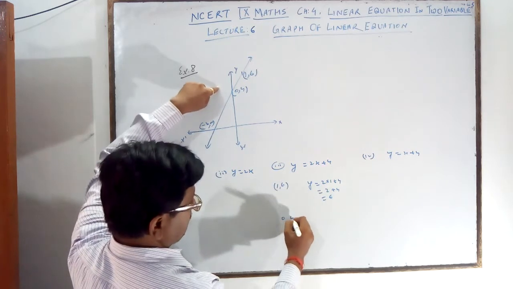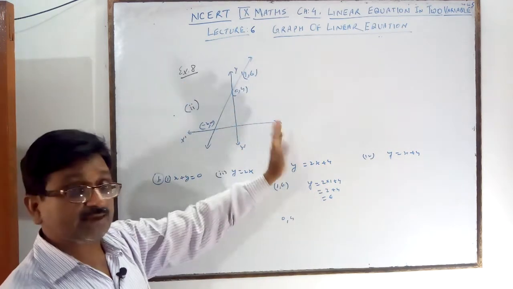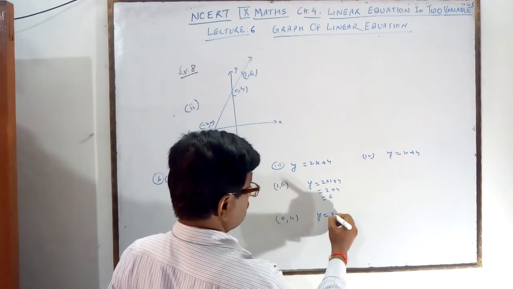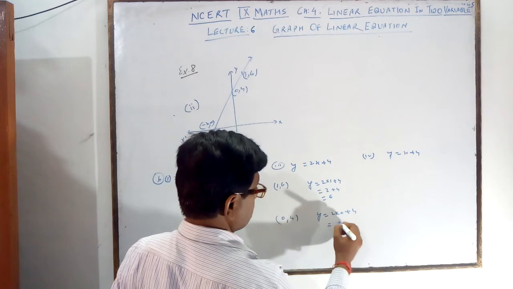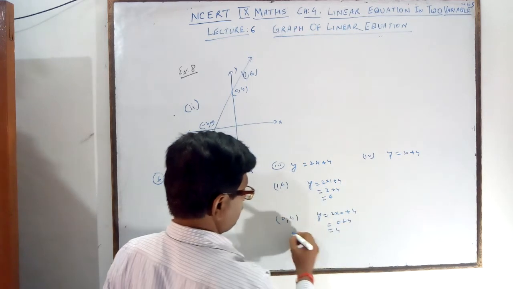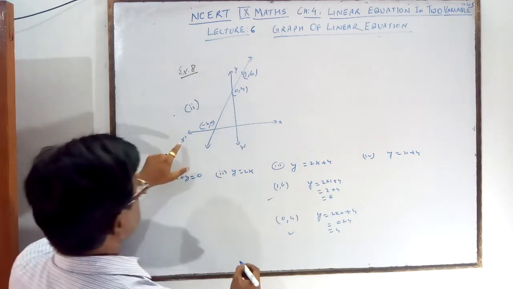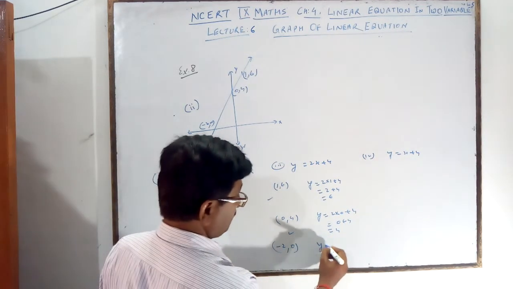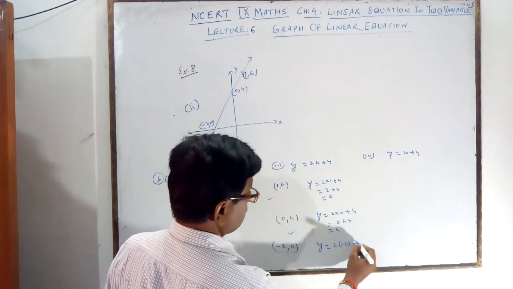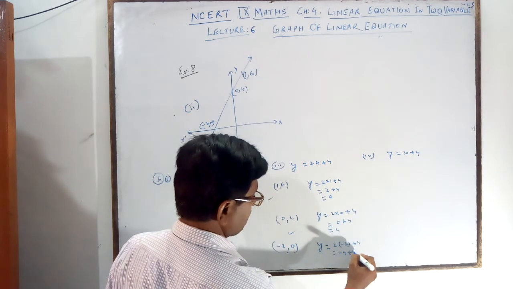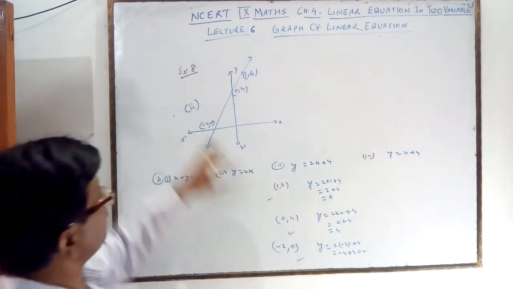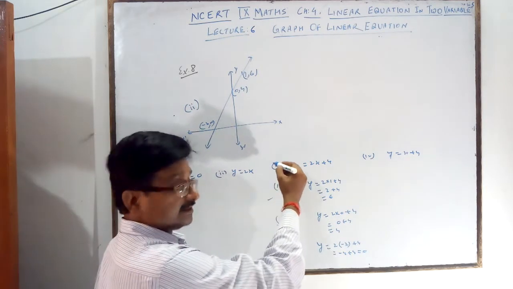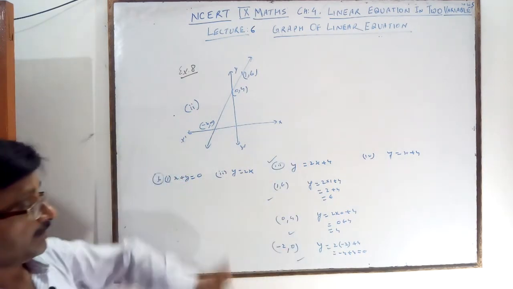Another, 0 comma 4, you check. For 0, 4, y is equal to 2 into 0 plus 4, which gives you 0 plus 4 is equal to 4. Then it is also correct. The third one is minus 2 comma 0. You check this. So y is equal to 2 into minus 2 plus 4, which gives you minus 4 plus 4, 0. Then all the 3 points satisfy this equation. It means it is the correct answer.